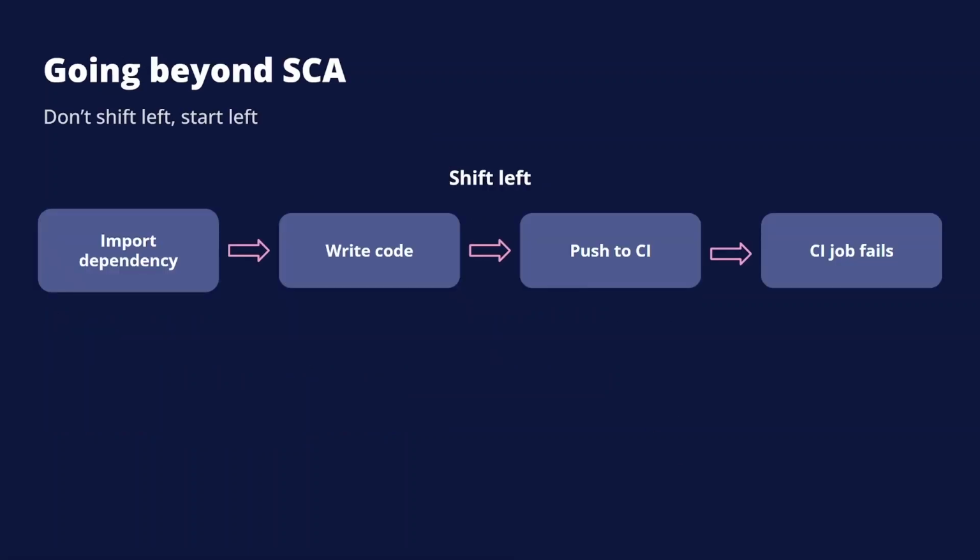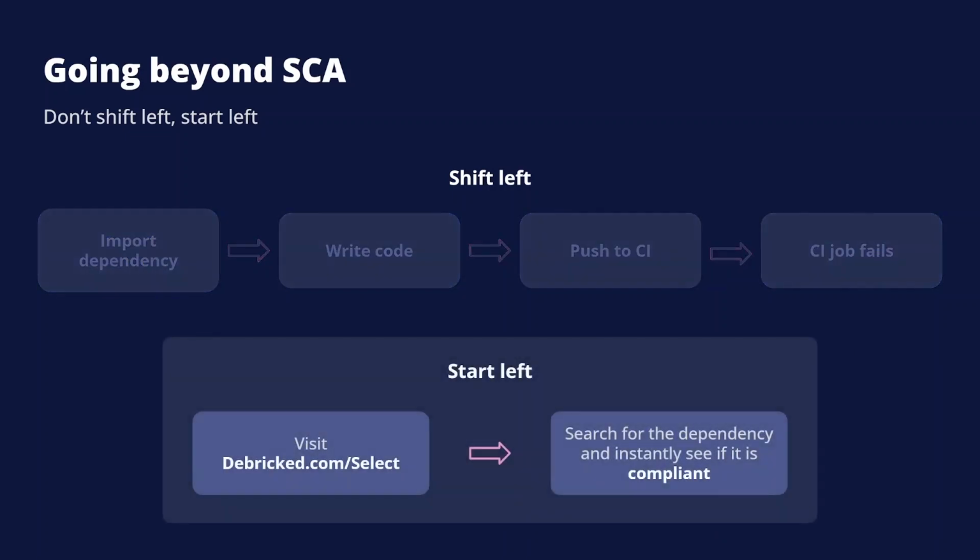We say start left because traditionally in organizations, shifting left means adding more overhead to developers. Typically, you'll set up quality gates in your CI, which means that unless developers know your policies by heart, they'll import new dependencies, design solutions and write code around it, push it to the CI, only to have the CI job fail. This is obviously wasting a lot of time.